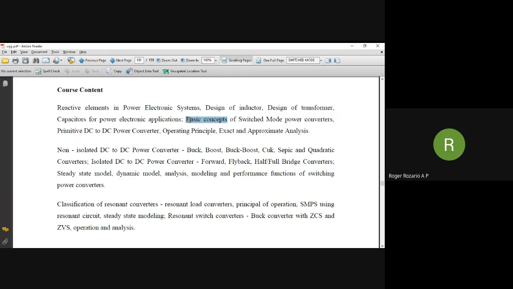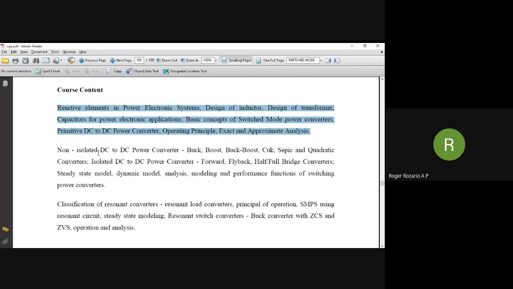Basic concepts of switch mode power converters we have discussed. Primitive DC to DC converter we have discussed. The operating principle of primitive DC to DC converter also is done, and the exact and approximate analysis. Everything has been discussed. So this will be the syllabus for your first internals. So we have covered almost all the concepts in the first paragraph of your syllabus.